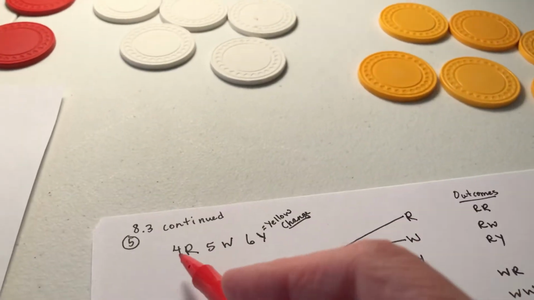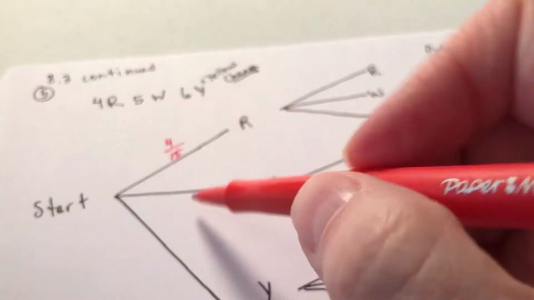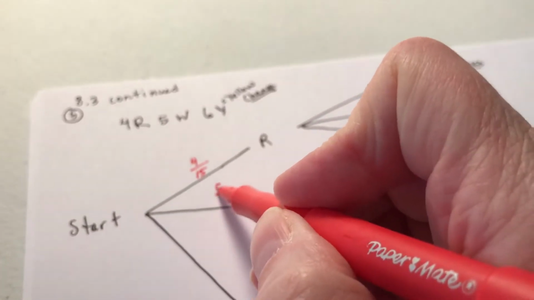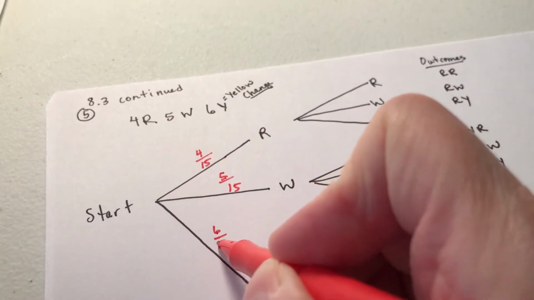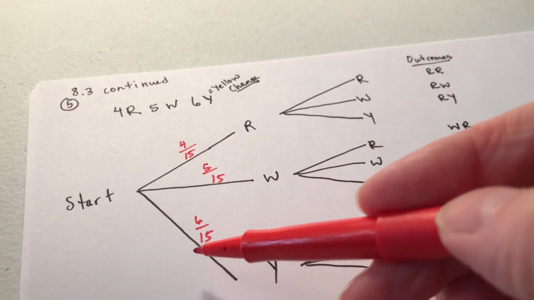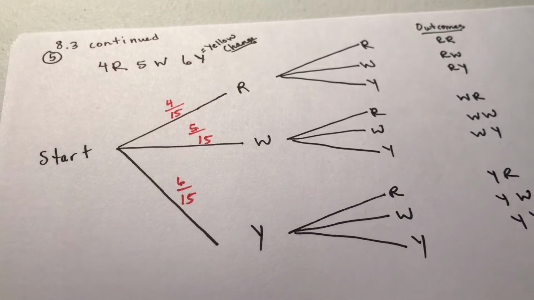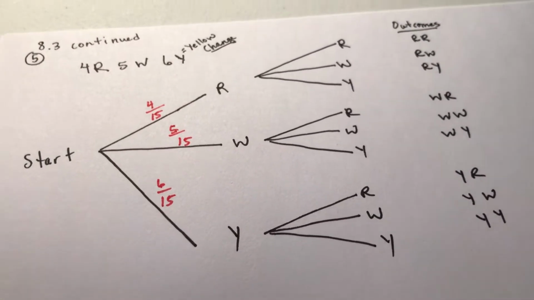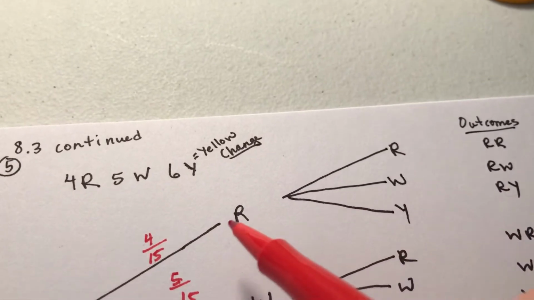And I'm just looking at it this way too. So the probability of getting a white is 5 out of 15. The probability of getting a yellow is 6 out of 15. And if you add all those, you're going to get 15 out of 15, which is 1. So your branches will always add up to 1 in a probability tree diagram. Isn't that interesting?